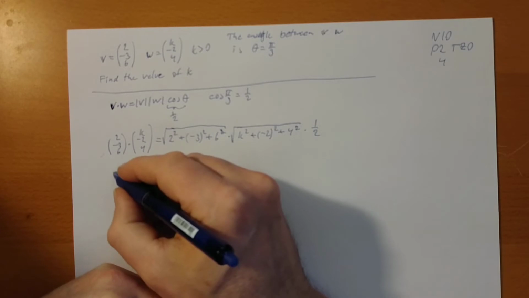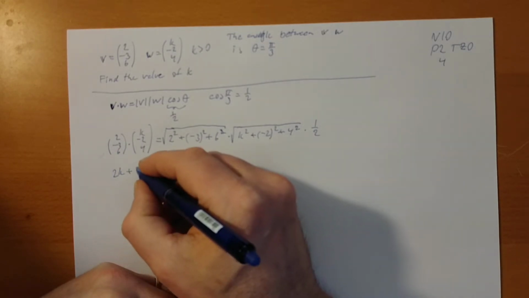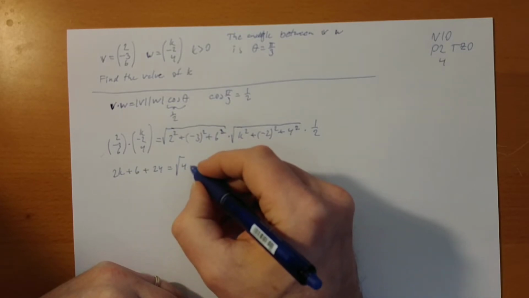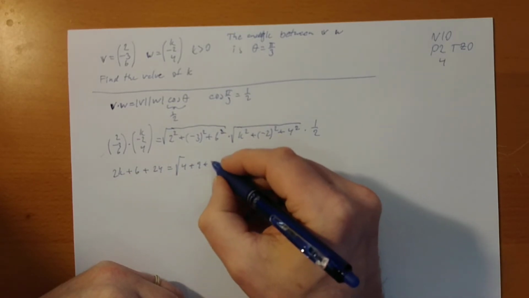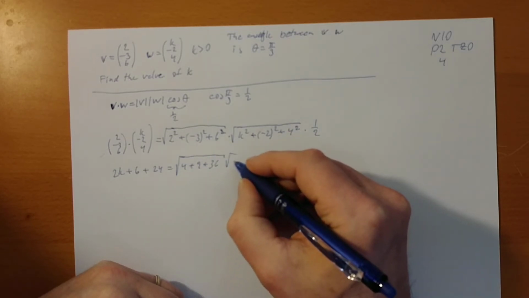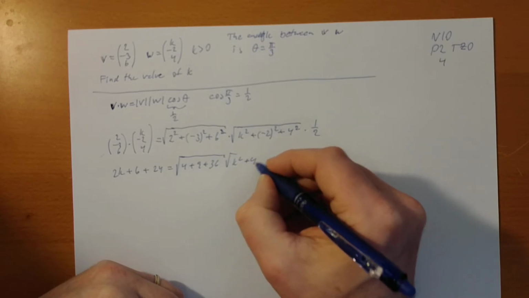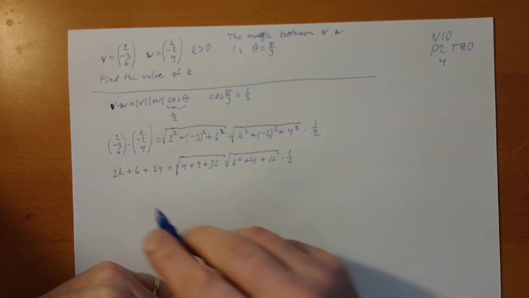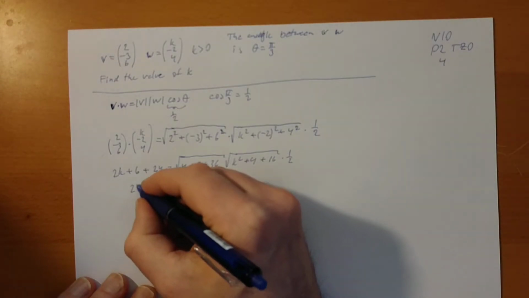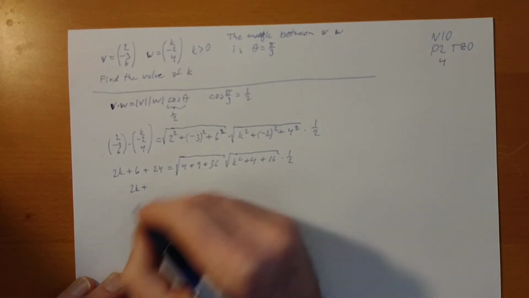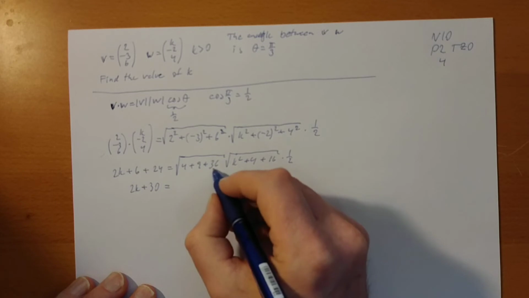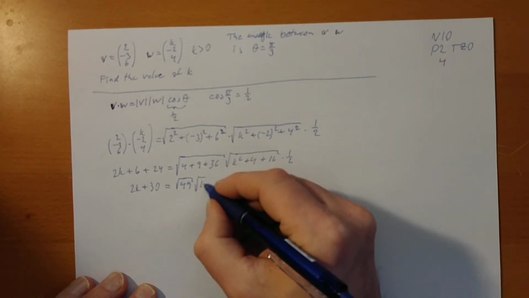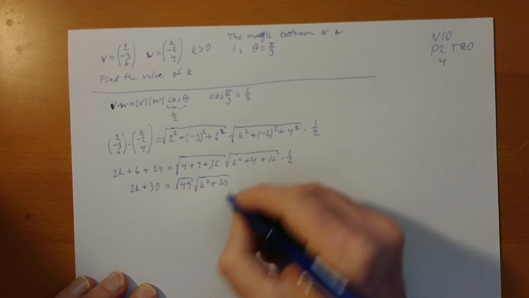This we can expand, 2 times k, right? 2k plus -3 times -2, which is 6, plus 6 times 4, which is 24, equals the square root of 4 plus 9 plus 36, right? Times the square root of k squared plus 4 plus 16, times 1/2. Okay, now we simplify this again. This will give us 2k plus 30, right? Equals the square root of 49 times the square root of k squared plus 20, times 1/2.